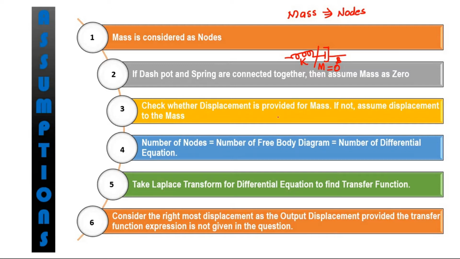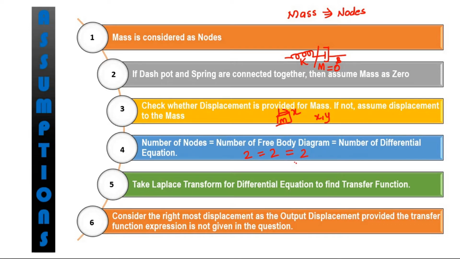Okay, so next is, if the mass is not provided with a displacement, we have to assign a displacement. Normally we will use the variables x and y for displacement. And next, on identifying the number of nodes, we can easily come to a conclusion about the number of free body diagrams and how many differential equations are available. That is, if we have two nodes, then we have two free body diagrams, so that we have two sets of differential equations.